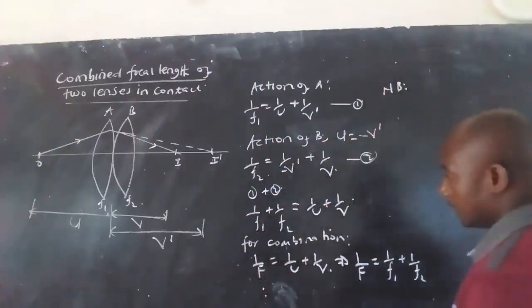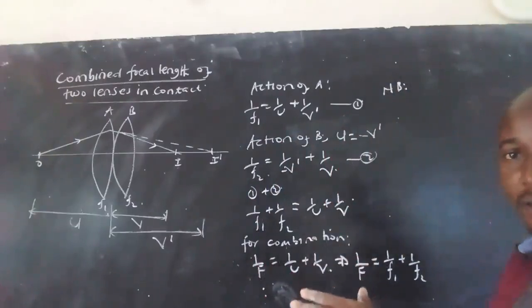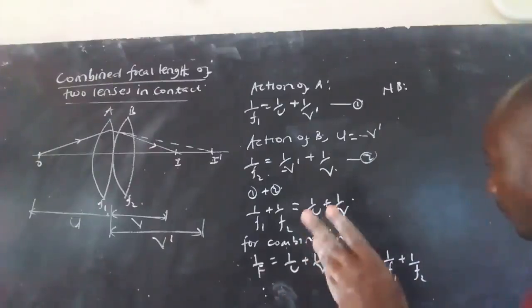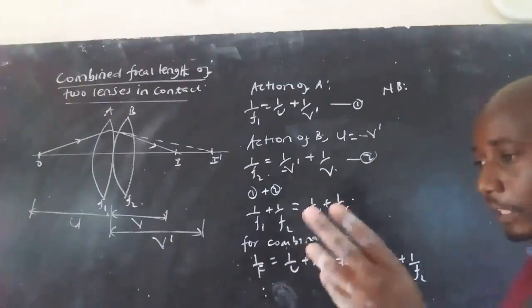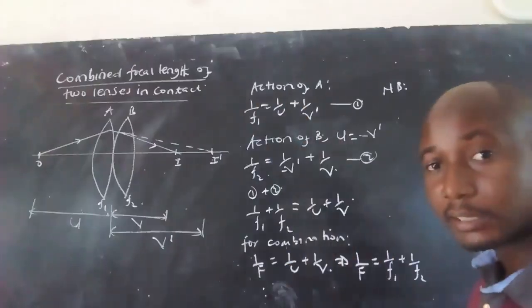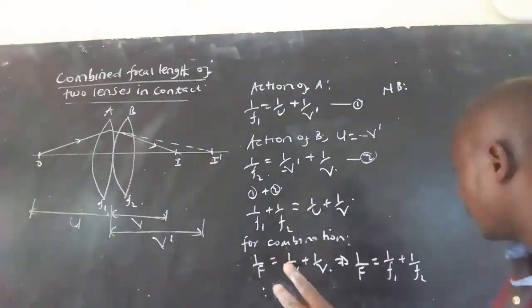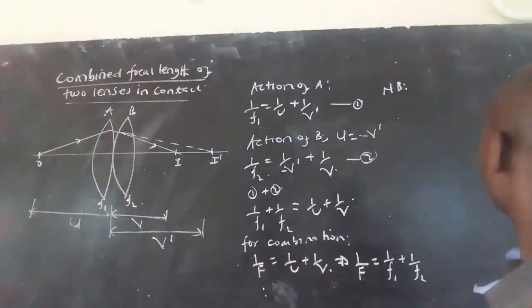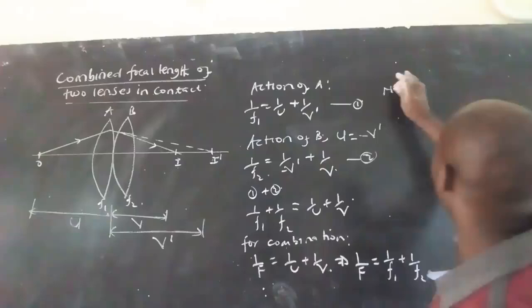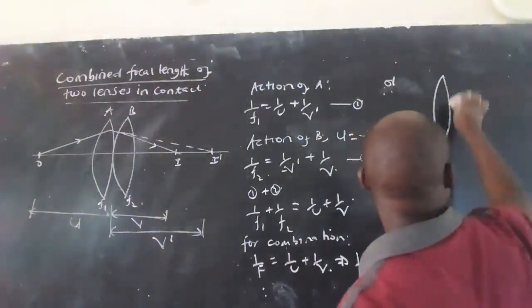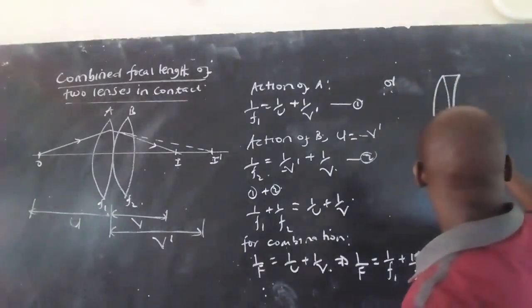This one can also work when you have two lenses in contact. It can be a converging lens with a converging lens or a converging lens with a diverging lens. But you cannot have a diverging lens in contact with a diverging lens. You understand? So it can work for this kind of arrangement, or alternatively it can work when you have this kind of arrangement. You see that it can work.